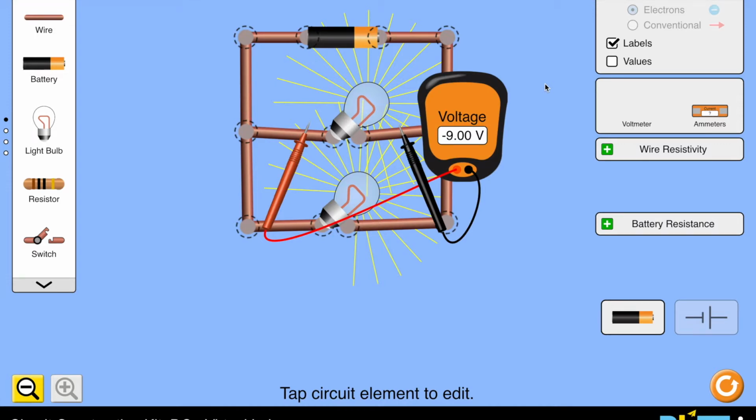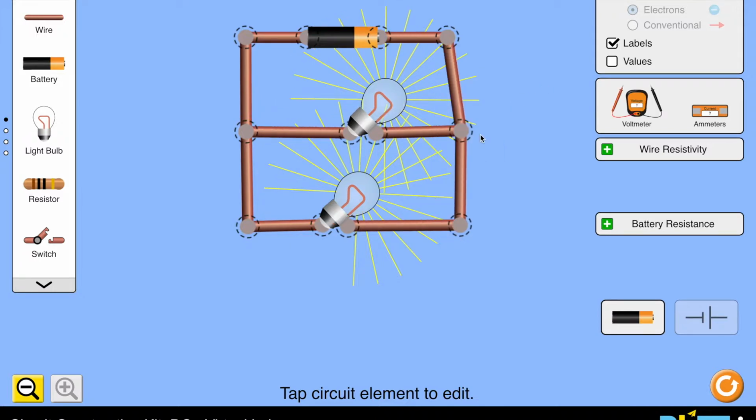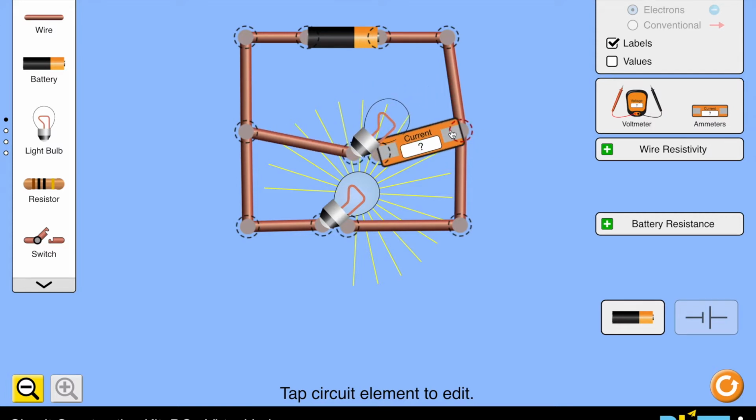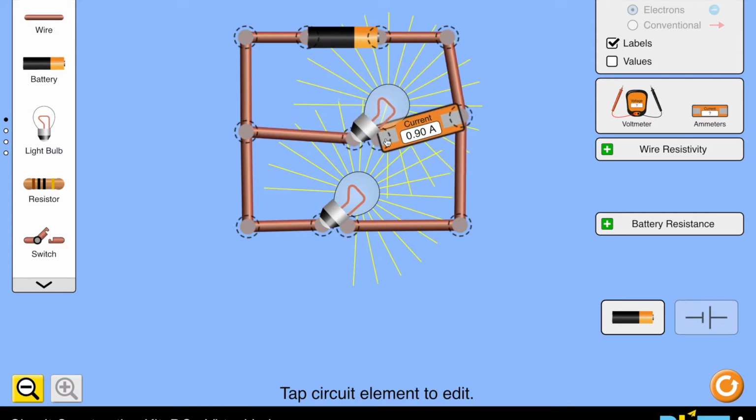We see that we have 9 volts. The total voltage of this circuit is 9 volts. Now let's calculate the total intensity of this circuit. As mentioned before, we have to add the intensities of each of the paths. So let's remove this wire first and put this here. We get 0.9 amps. Okay?